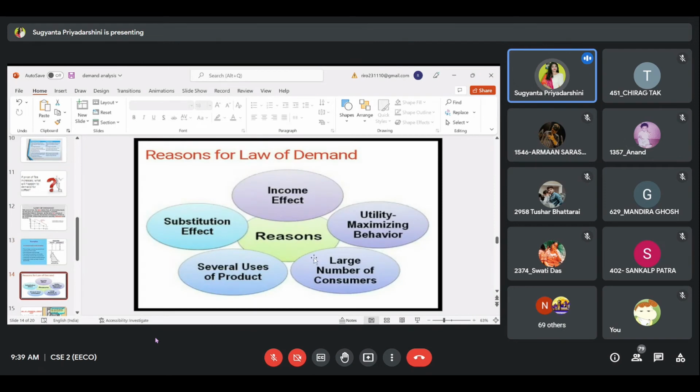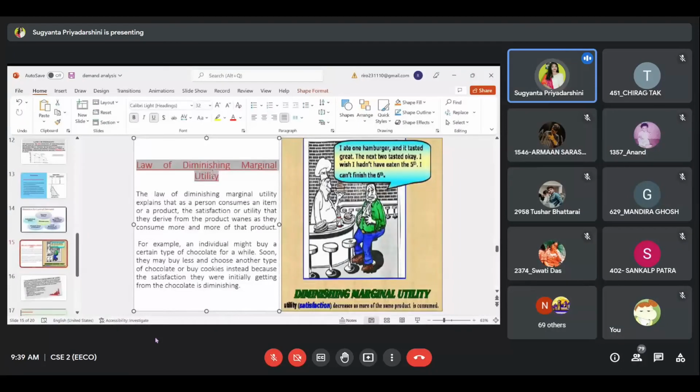Now coming to the reasons behind law of demand. So guys, as you can see here, there are 5 reasons behind law of demand, but let us complete one, the first one, that is utility maximizing behavior. So guys, try to understand these laws prominently because they are very crucial. From this only you will get reasoning based questions. The first one is your utility maximizing behavior. And what is this utility maximizing behavior? This utility maximizing behavior is known as your law of diminishing marginal utility.